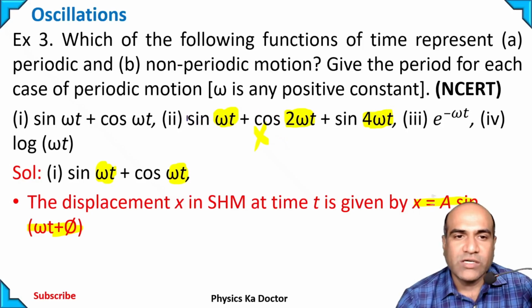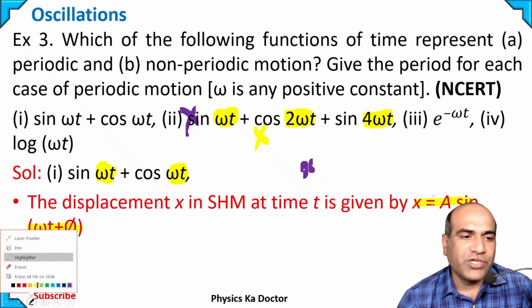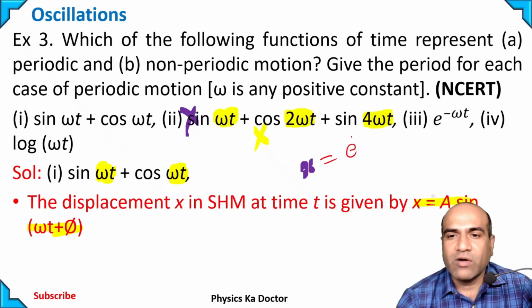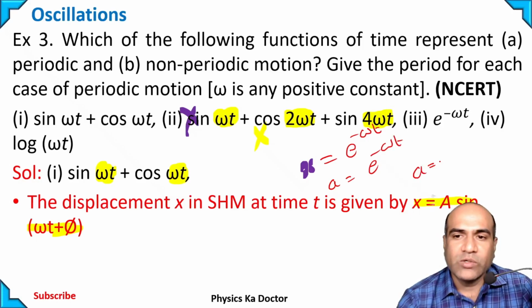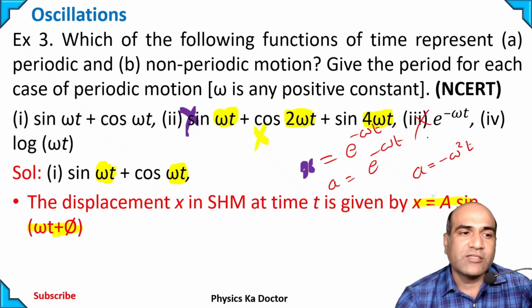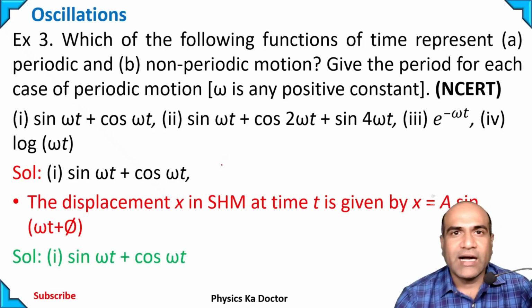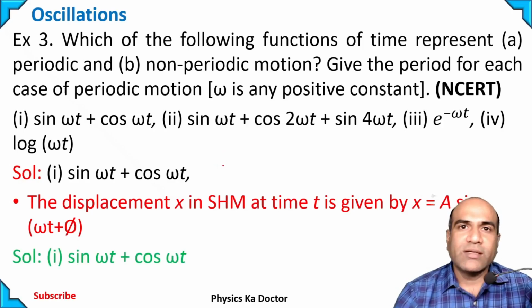So this is not. Third number, when we take x equal to e power minus omega t, if we take acceleration, it becomes e power minus omega t. Acceleration should be equal to minus omega square x. So it is not satisfying this. In a similar case, log also gives the similar result. So only the first answer is correct. No other answer is correct in this case.